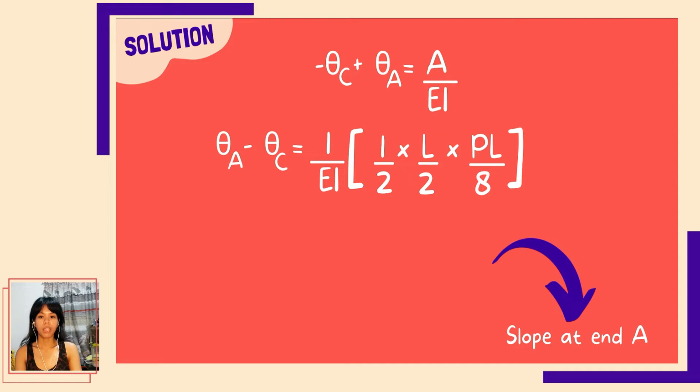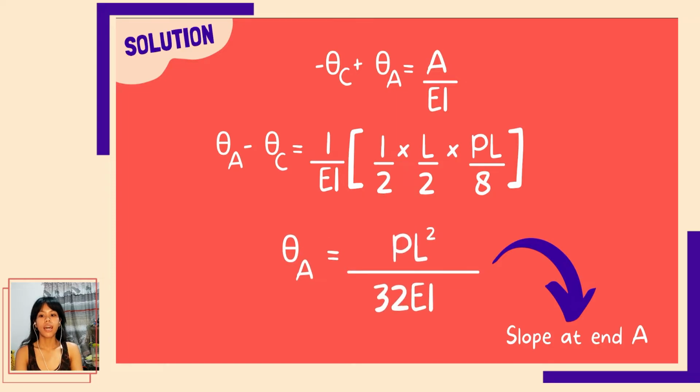Then we can obtain the slope at end A by using the first moment area theorem. We write that the slope at end A, θA, is equal to PL squared over 32 EI. So that's the answer for the slope at end A.